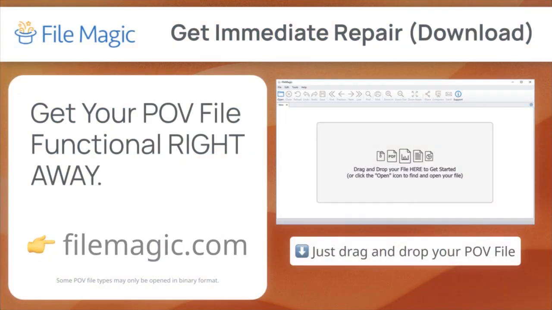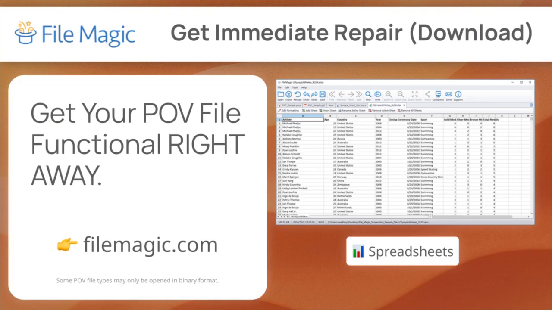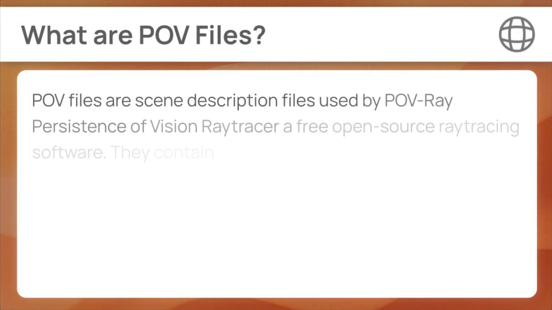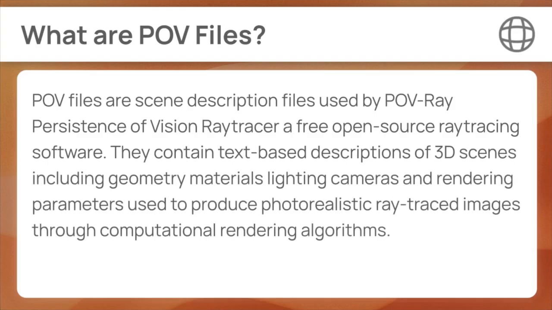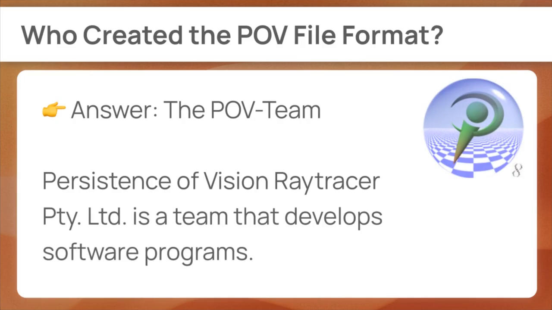We're tackling this POV file systematically, and I've reserved the most powerful data extraction technique for the end, just in case. POV files are scene description files used by POV-Ray, Persistence of Vision Raytracer, a free open-source ray tracing software. They contain text-based descriptions of 3D scenes including geometry, materials, lighting, cameras, and rendering parameters used to produce photorealistic ray-traced images through computational rendering algorithms.